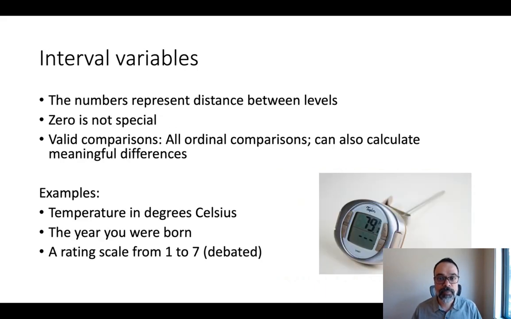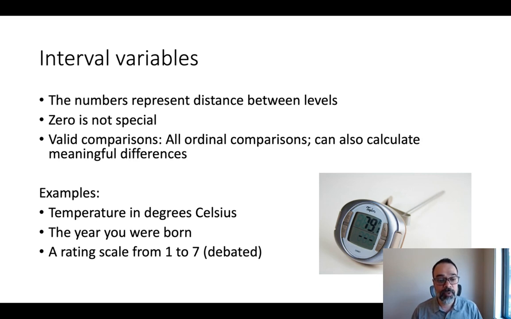The third scale of measurement is interval variables. With interval variables, the numbers represent the distance between levels, or to be a little bit more specific, the distance between the numbers represents the distance between the levels. But 0 doesn't have any special meaning. So with interval variables, we can make all of the same comparisons that we could with nominal or ordinal, but we can also calculate meaningful differences between two numbers.